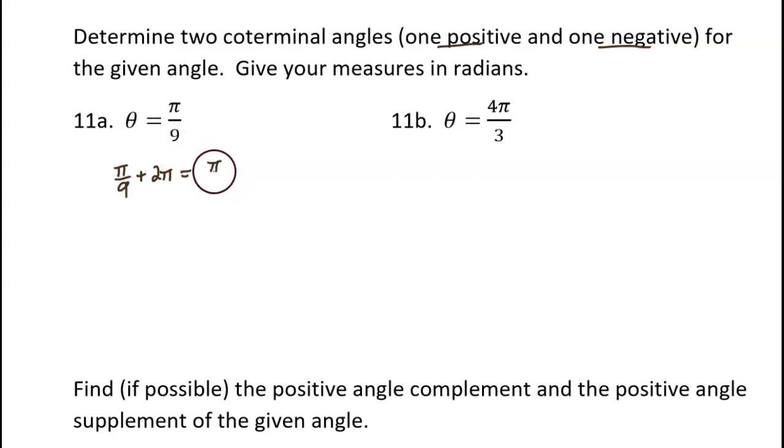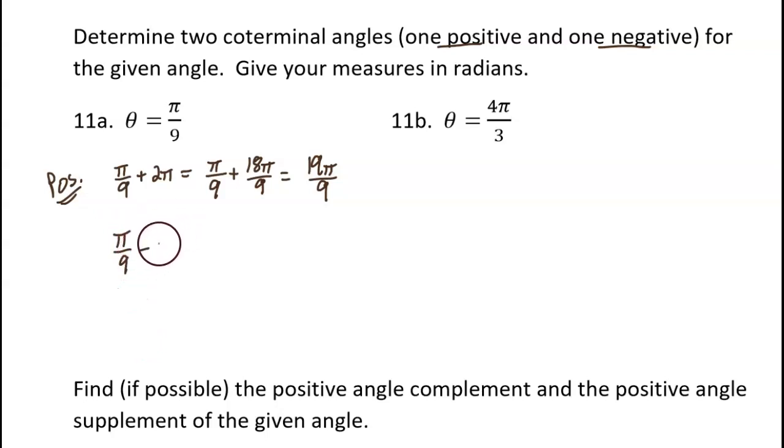This is equivalent to pi over 9 plus 18 pi over 9. Do you agree? 18 over 9 reduces to a 2. This makes common denominators so that we can add the fractions. 19 pi over 9. This one is a positive angle that is coterminal with the original angle. Now let's try to get a negative angle. Let's take the pi over 9 and subtract a complete revolution around the circle, which is 2 pi radians, and figure out what this makes.